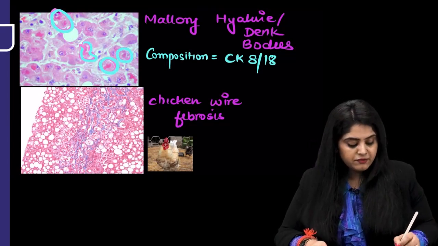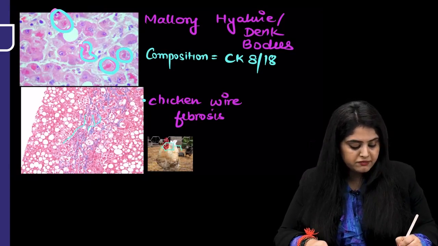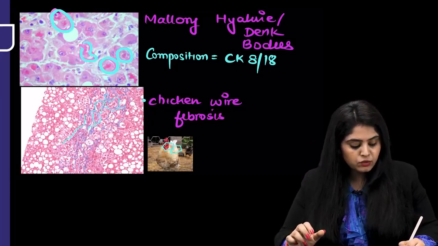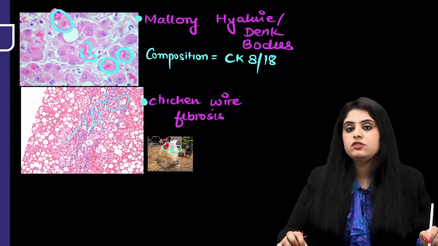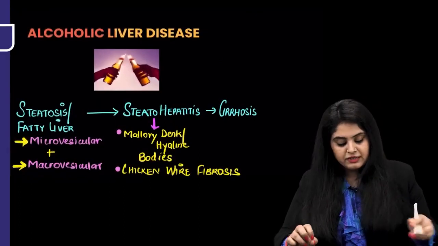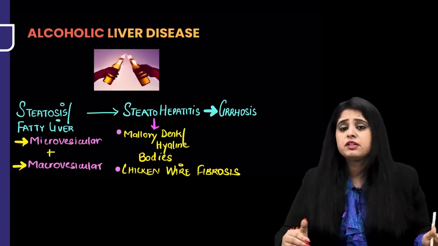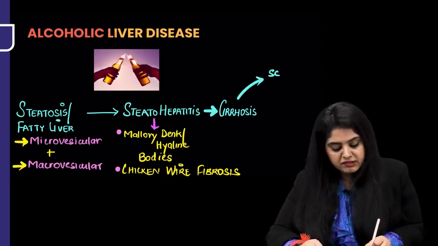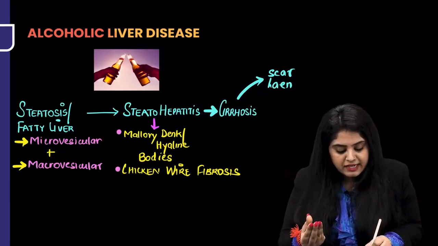Other than that, we also see chicken wire fibrosis. Can you see these blue color lines? Like a chicken wire, a chicken fence, so that the chickens don't run away. Same way, like the wire and the fence, there is a blue line that is going throughout. So chicken wire fibrosis is noted. Please note, Mallory hyaline bodies and chicken wire fibrosis are seen in a case of steatohepatitis. Coming to the third one, finally, if the person still keeps consuming alcohol, cirrhosis, and even after cirrhosis doesn't stop, then finally there is going to be a scar. The liver will go away. The liver is going to convert into a small scar, and that is known as Laennec cirrhosis. That is known as Laennec cirrhosis.